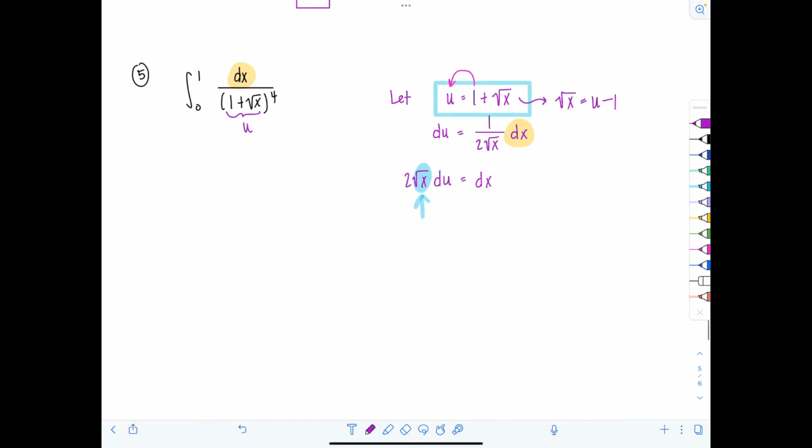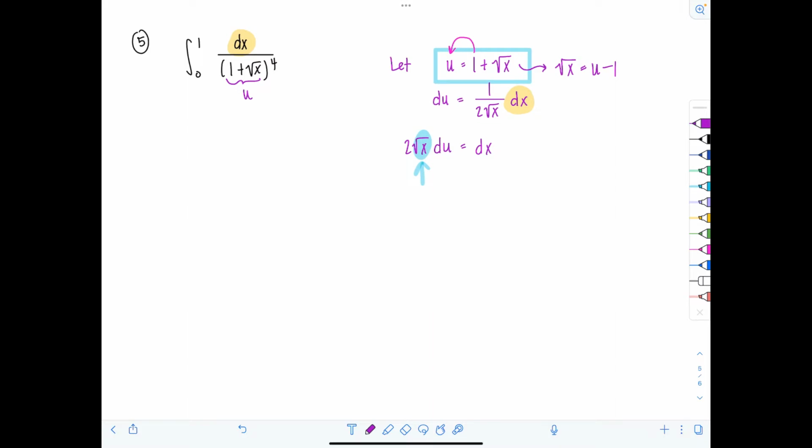Okay, so that means now on the left-hand side, instead of 2 rad x, I'm going to write 2 times (u minus 1) du. That's equal to dx. Before you fuss that now things have gotten out of control, it's going to work out really nicely. Just bear with me. So that's dx. That's going to go in the numerator, and then now I have plain old u in the denominator.